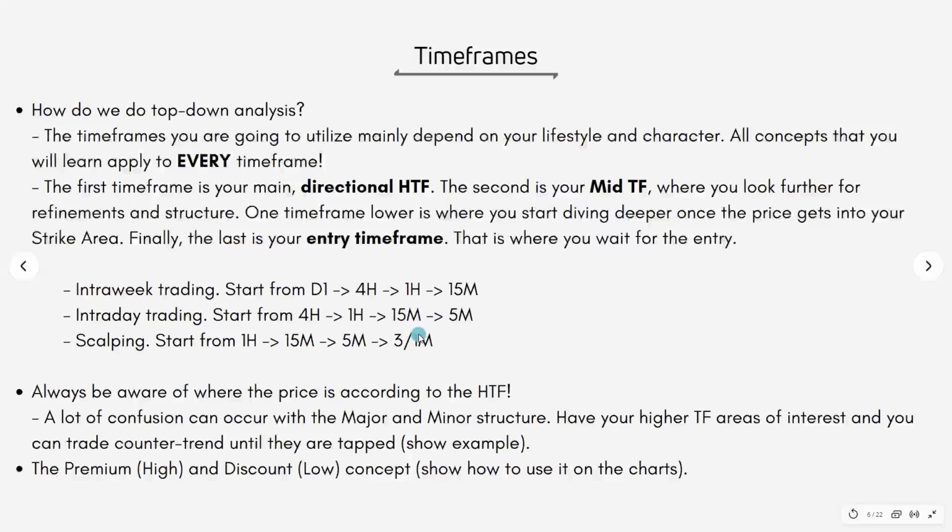All right, so thanks, Jack, for the question. And so a super important point is to know where the price is according to the hard time frame, of course. A lot of confusion can occur with the major and minor structure. As I said, the major usually will be the 4-hourly, and then the minor would be the hourly, potentially pulling back. Always have your hard time frame areas of interest, and you can counter trade until they are tapped.